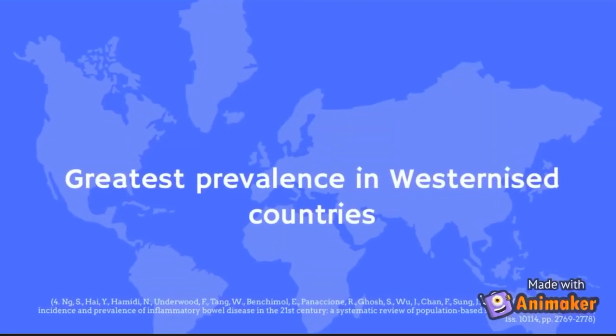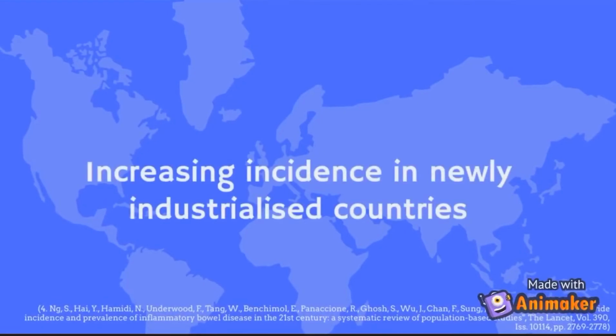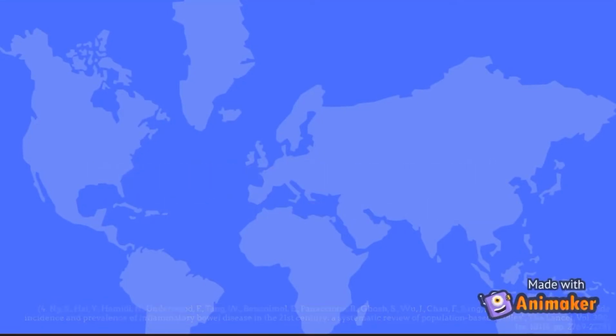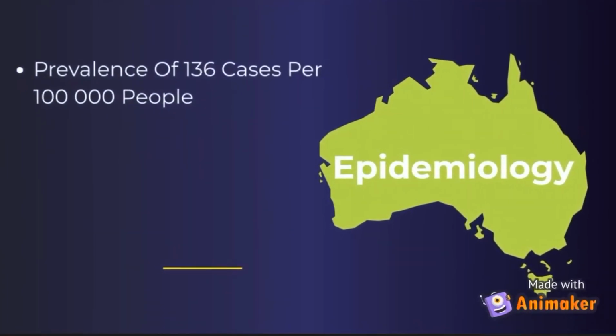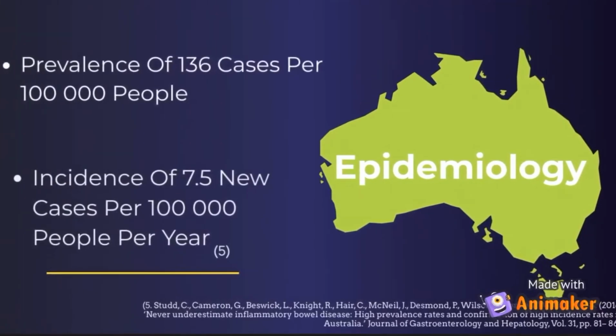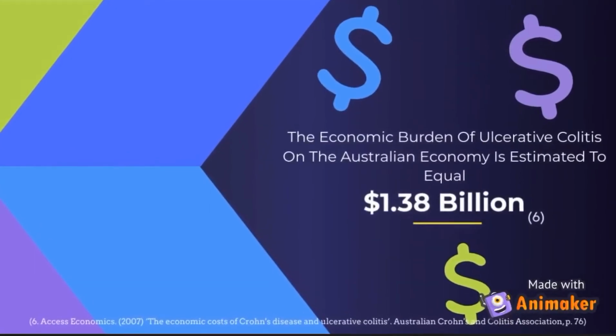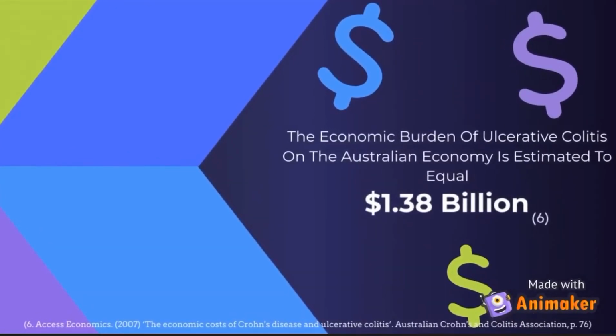Globally, UC has greatest prevalence in westernised countries, such as those of North America, Europe and Australia. However, newly industrialised countries are experiencing the greatest increase in incidence of the disease. Australia has a high prevalence of UC, with 136 cases per 100,000 people, and an estimated incidence of 7.5 new cases per 100,000 people per year. The total economic burden in Australia of UC was estimated to equal $1.38 billion.